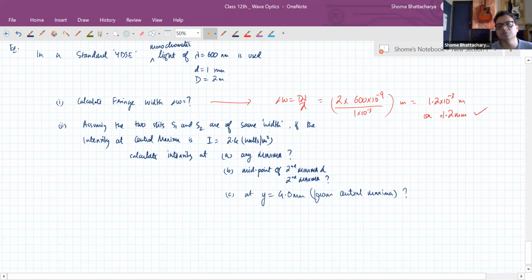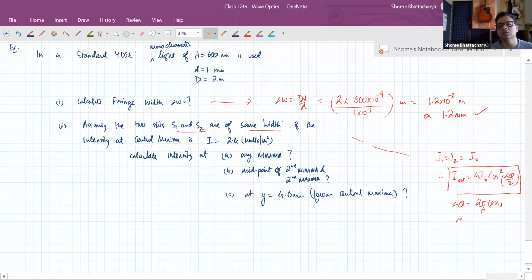Okay. So these are the standard type of numbers we are dealing with in experiments. Now the second thing you can see, S1 and S2 are of the same width. So if they are the same width, they are creating the same intensity value, I naught. Therefore, I net at any point is given by the formula I naught cos square delta phi by 2, where delta phi is this. So this is the concept that we have to use.